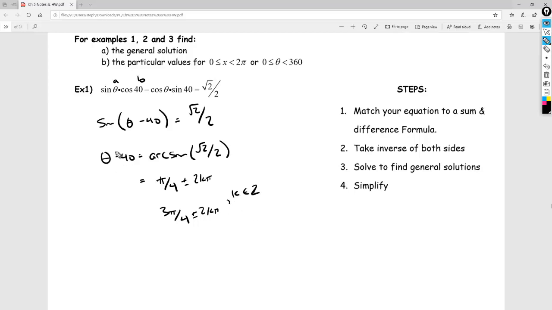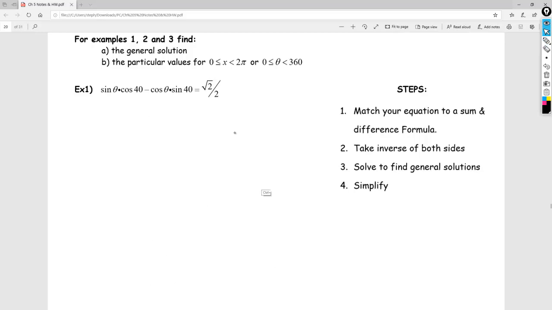Now, if you'll notice, I still have a 40 over here. Okay, so I'm going to go ahead and move the 40 over at this point. So finally solve for theta. So now my answer is kind of augmented. It's actually a little bit trickier when you have theta divided or multiplied by something, but in this case, since I'm just adding 40, it's not a big deal. It's just pi over 4 plus 40 plus or minus 2k pi, and then 3 pi over 4 plus 40 plus or minus 2k pi, again where k is an integer. Okay, so not a huge deal, that's the simplification part. You could combine these to get like terms, but I'm not going to ask you to do that.